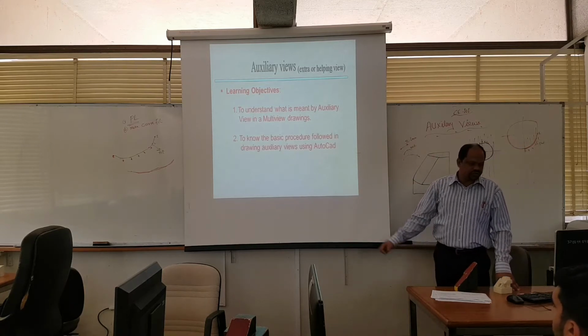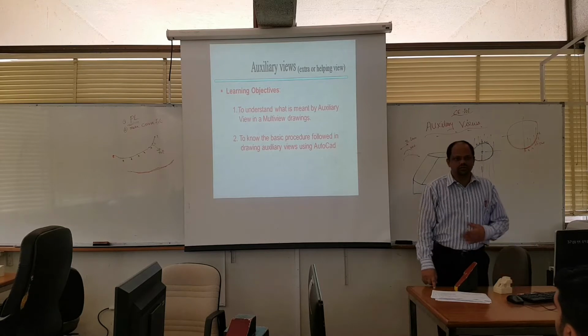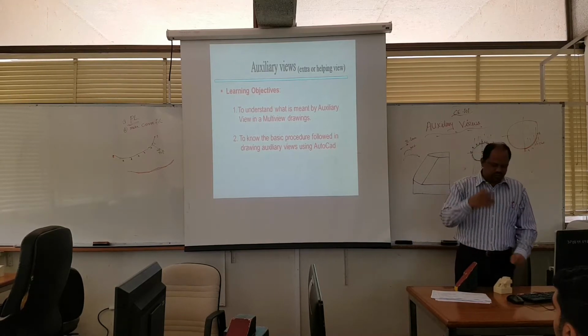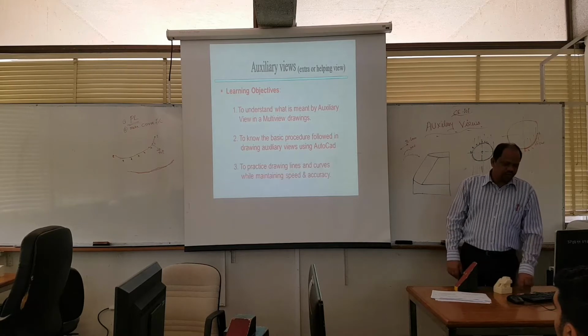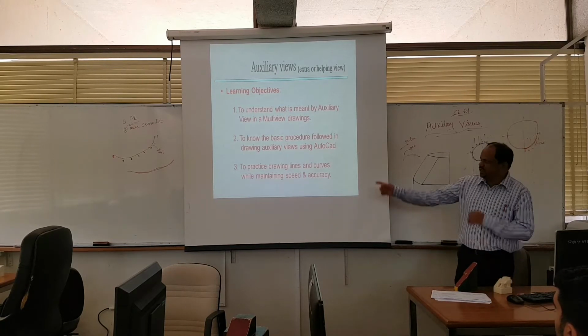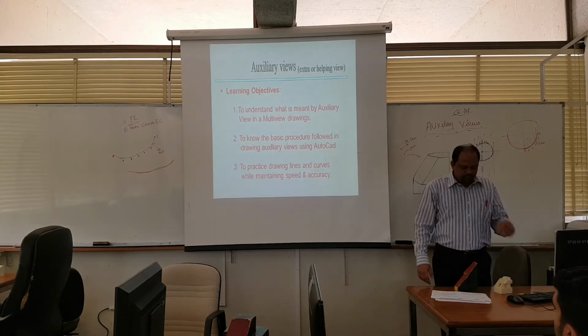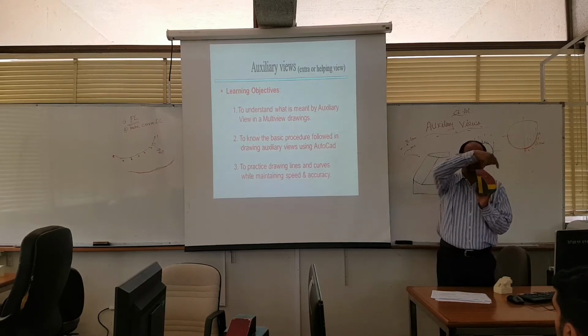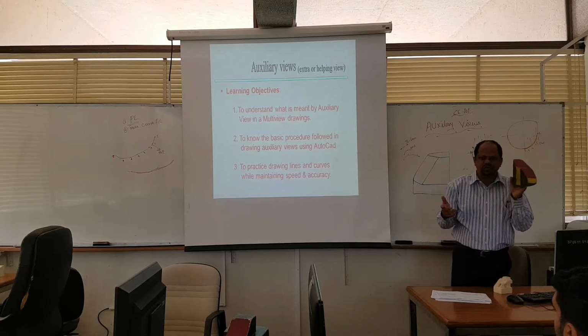To know the basic procedure followed in drawing auxiliary views using AutoCAD. Of course, we are using AutoCAD all the way. So, what is the procedure that we can adopt? To practice drawing lines and curves while maintaining speed and accuracy. Here, there are 2 types of objects: objects having straight edges or objects having curved edges. Curved means circular, elliptical, like that.